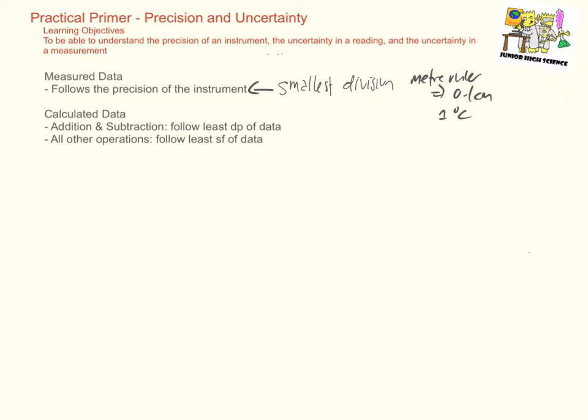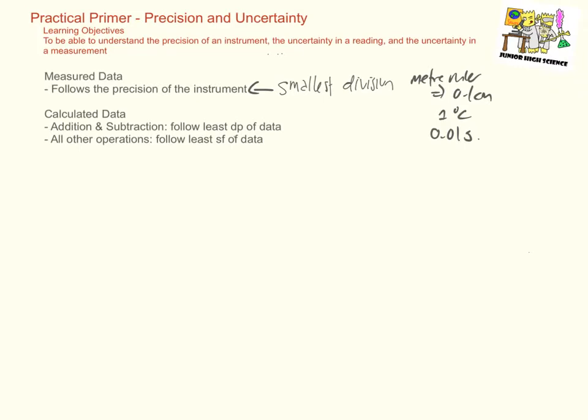a scaled instrument. Now, if it's a digital instrument, for example, a measuring balance or a stopwatch, the precision of the instrument is simply the smallest digit that the instrument can read to. For example, in a stopwatch, the stopwatch that we use, the precision of the stopwatch is 0.01 second.